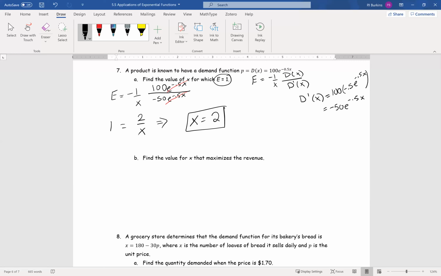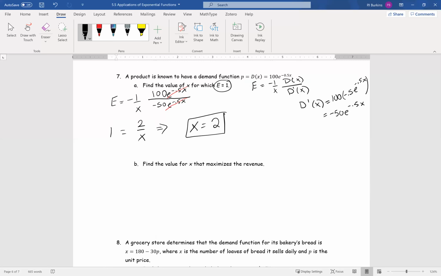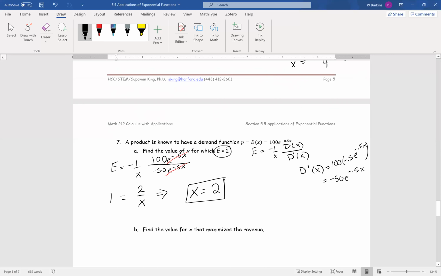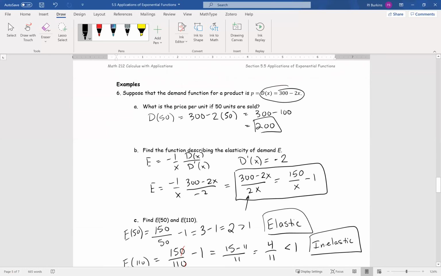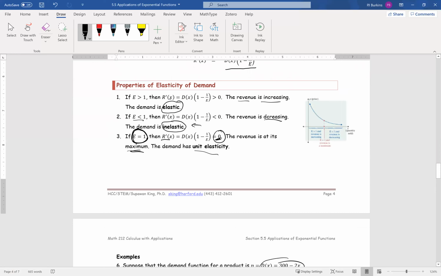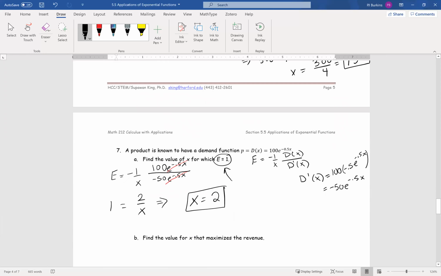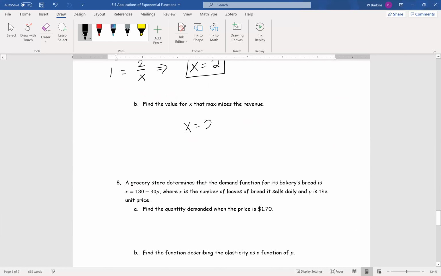So not a whole lot there. Just take a derivative and then substitute in and do some manipulation. So again, for part B here, we're asked to maximize the revenue. I thought this was an interesting question because we could go through all that difficulty again. However, we're told e is 1. So if we paid attention, back up here, we said e is 1 is in fact where the revenue is maximized. So we don't have to do anything else. We just need to use that fact. x is 2.